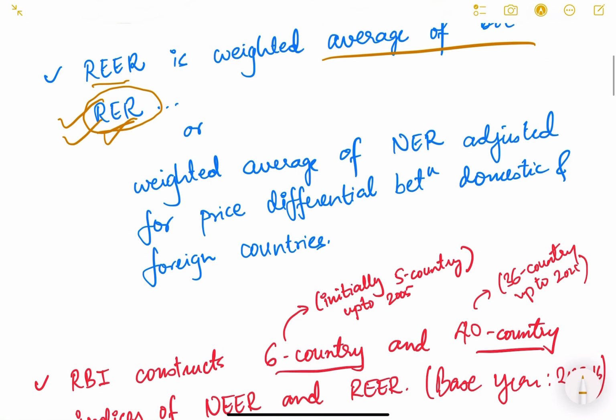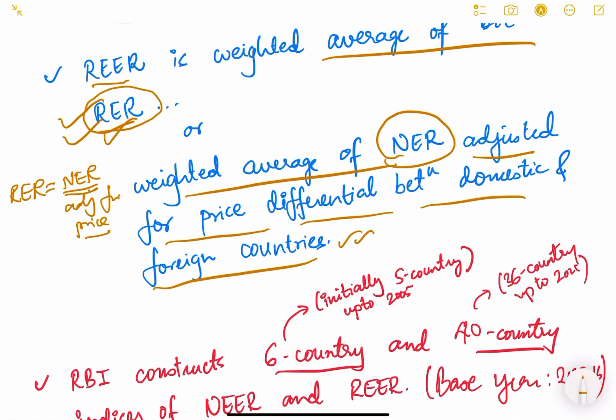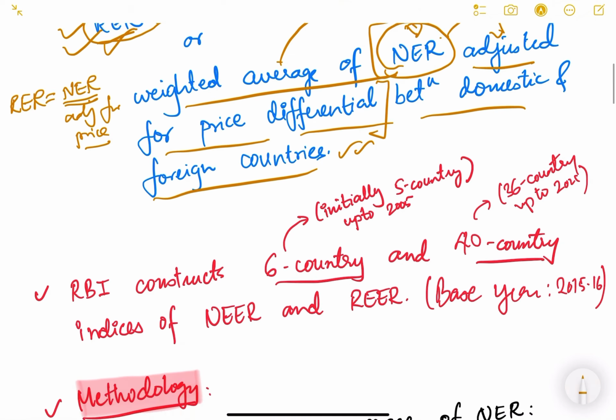Or in other words, since real exchange rate is basically nominal exchange rate adjusted for price, we can also say that REER is the weighted average of nominal exchange rate adjusted for price differential between domestic and foreign countries. So it is one and the same thing. Either you say that REER is the weighted average of real exchange rate or weighted average of nominal exchange rate adjusted for price differential, because nominal exchange rate adjusted for price differential is nothing but real exchange rate, RER. This is something we have already studied, a conceptual thing.